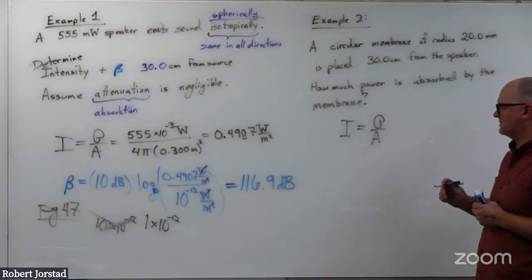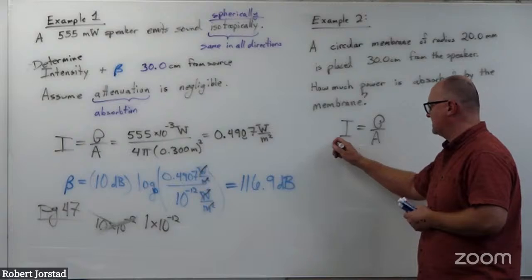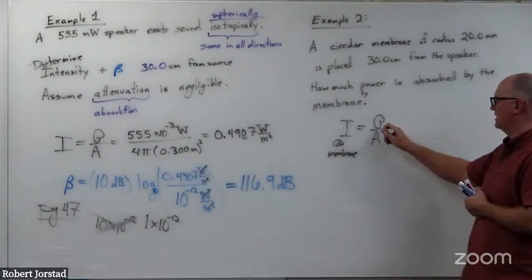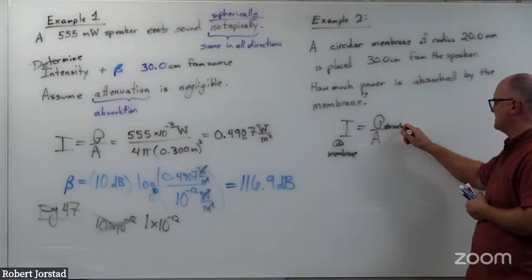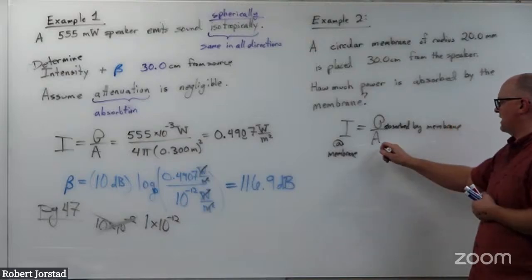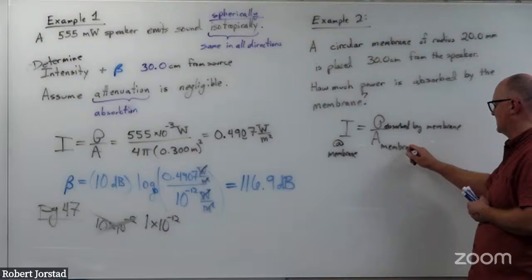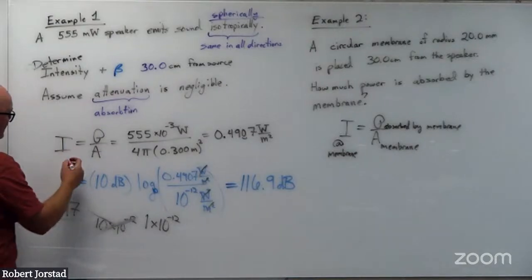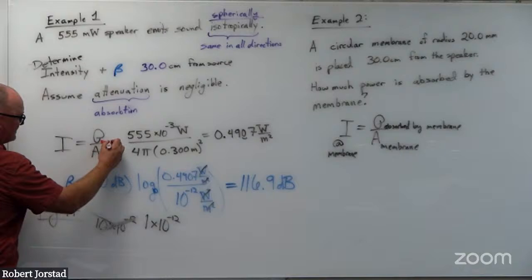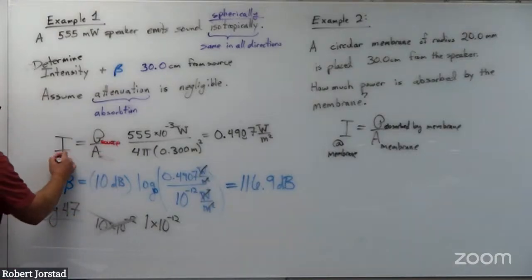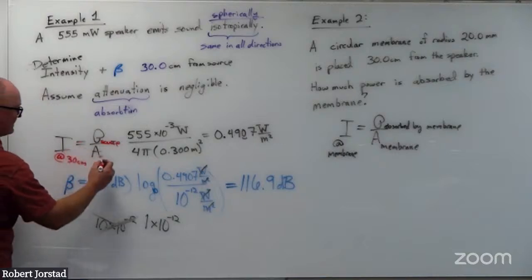But now I want to add some subscripts to this. Intensity at the membrane will equal the power absorbed by the membrane divided by the area of the membrane. If we go back and compare it to this one over here, the intensity was the power of the source divided by this area, which is a different problem. This one was talking about the intensity at 30 centimeters, I think. Yes.